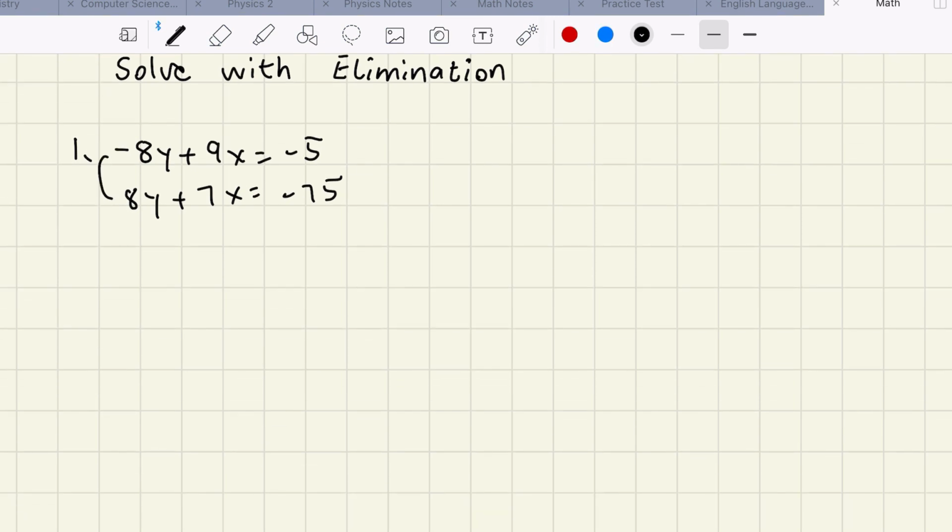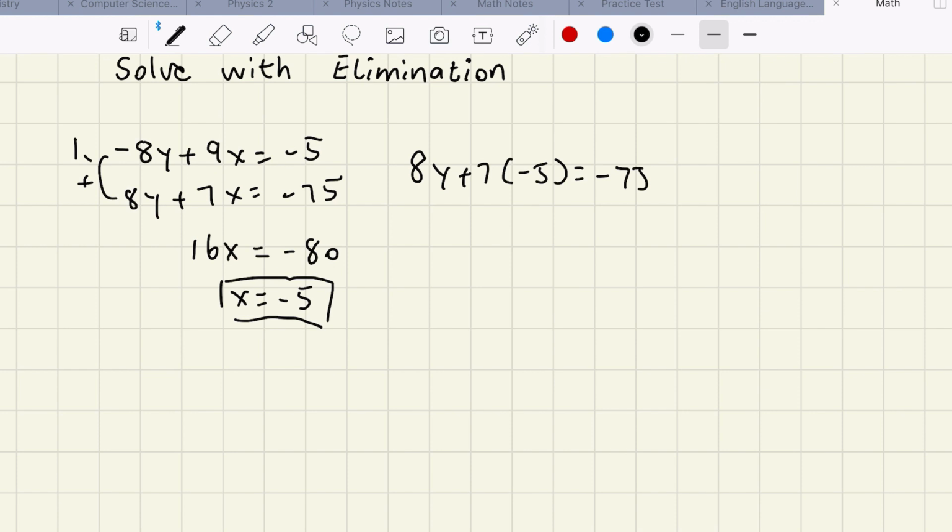So we can add the two equations, right? So negative 8y plus 8y will be 0, so the y is gone. 9x plus 7x, that's 16x, and negative 5 plus negative 75 will be negative 5 minus 75, and that's negative 80, and that will equal 16x equals negative 80, so x will be negative 5. Plug that back into one of the equations and you get 8y plus 7 times negative 5 equals negative 75. 8y equals negative 40 and y equals negative 5.